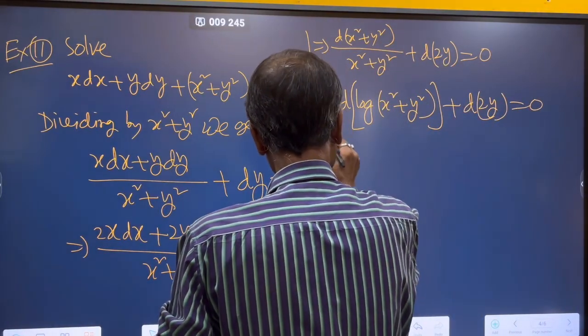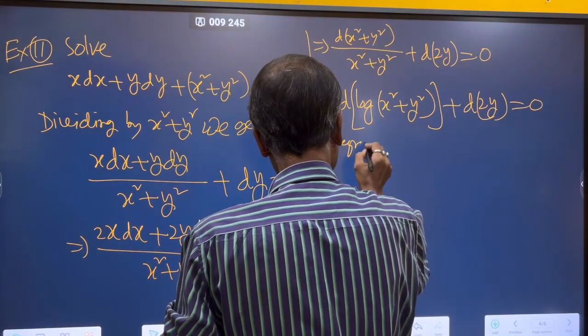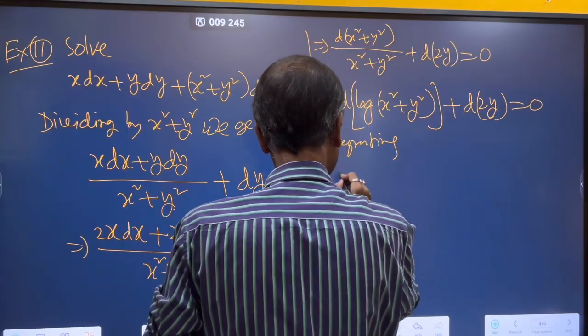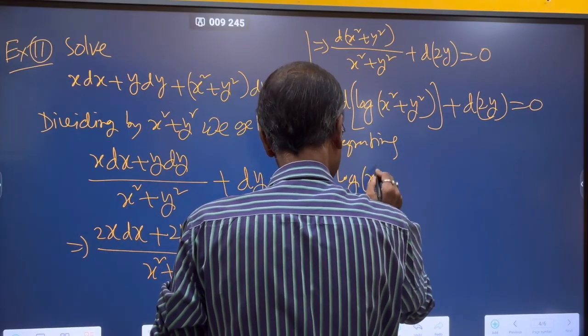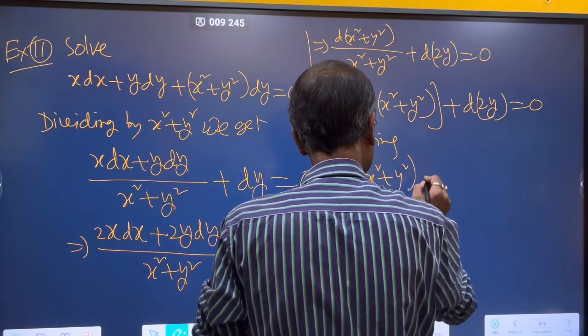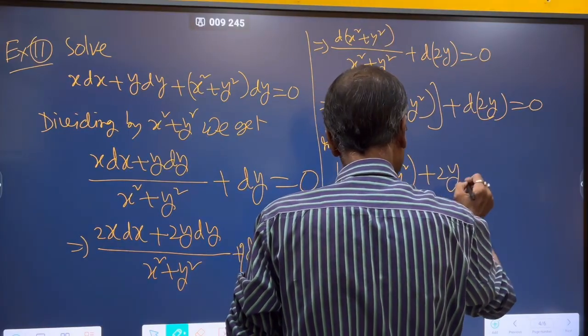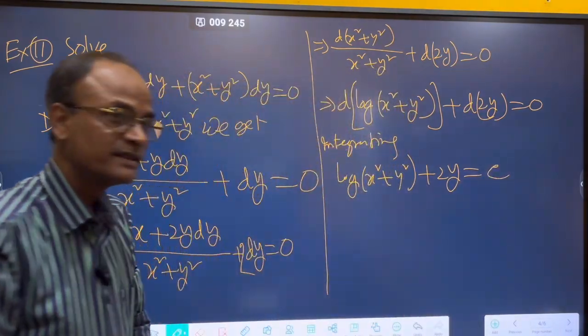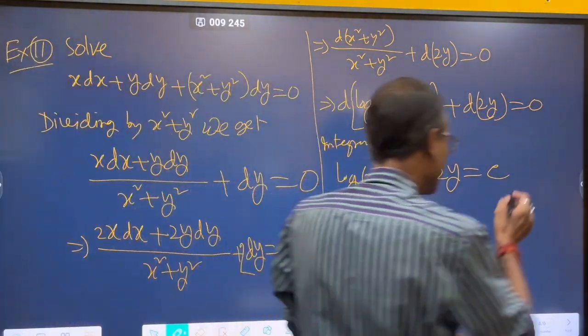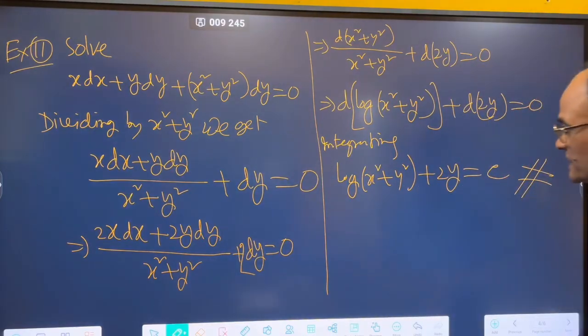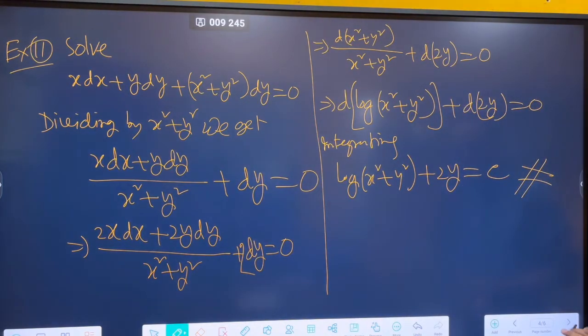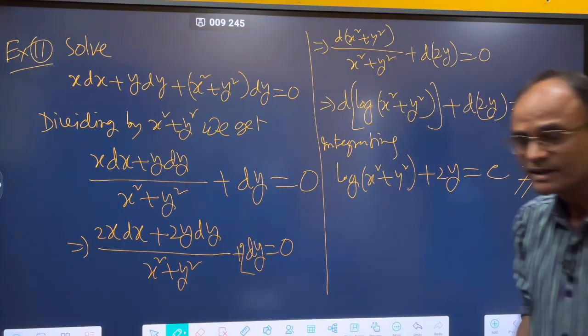Integrating, if you integrate this, log of x square plus y square plus twice y equal to c. This is the answer. Log of x square plus y square plus twice y equal to c.